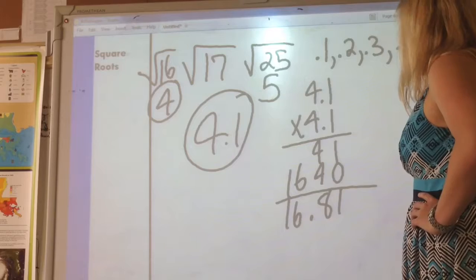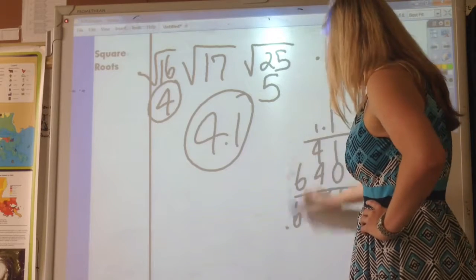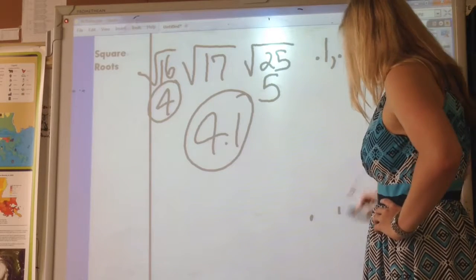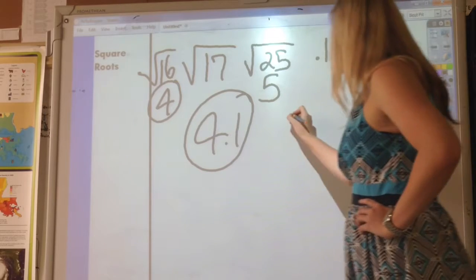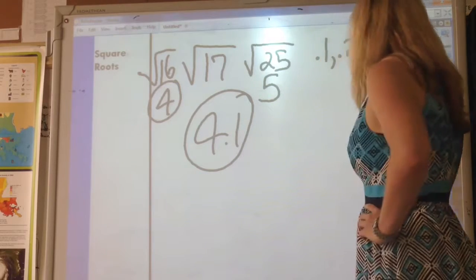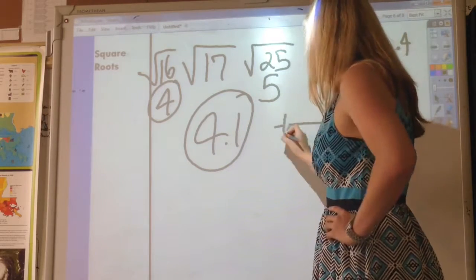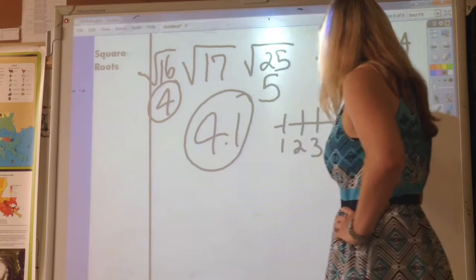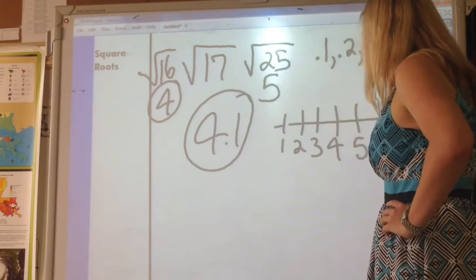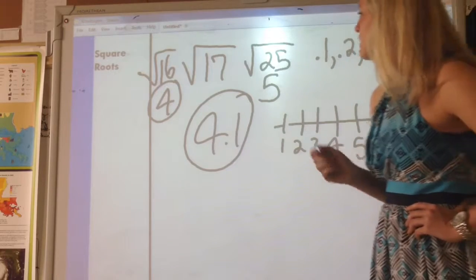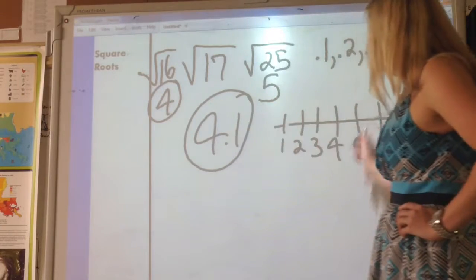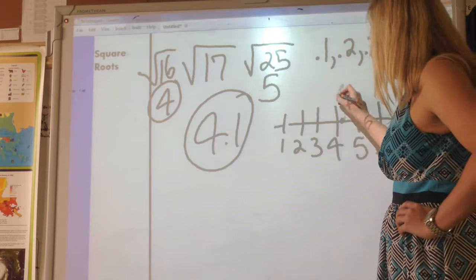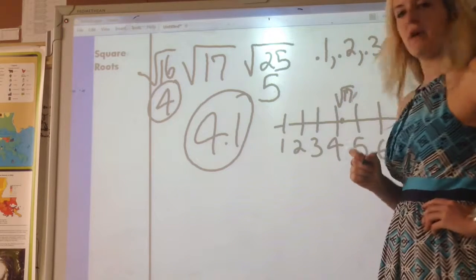If I wanted to place the square root of 17 on a number line, let's say that this is 1, 2, 3, 4, 5, and 6. I know that 17 falls between 4 and 5, so I can just put a dot close to 4 and write the square root of 17 above it.